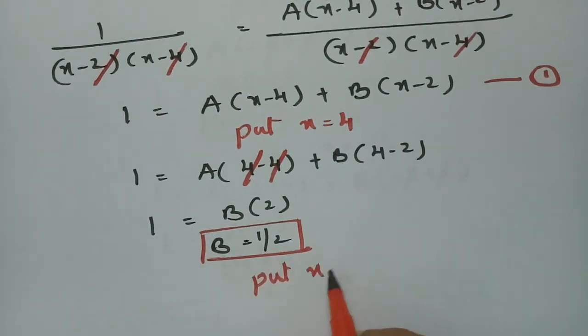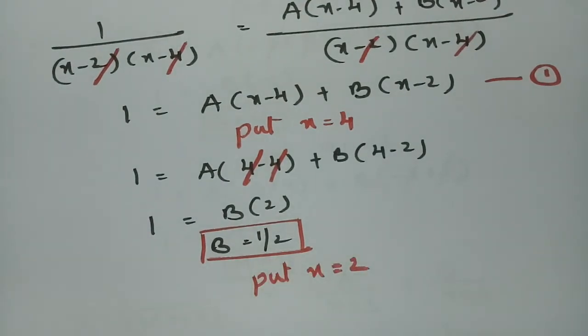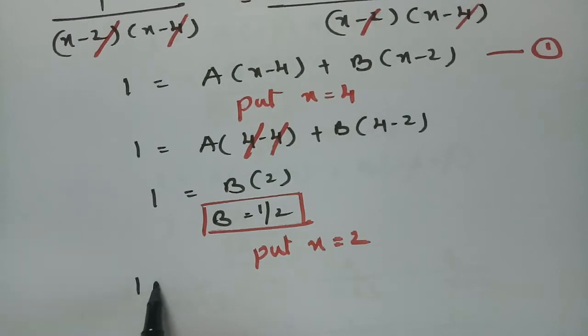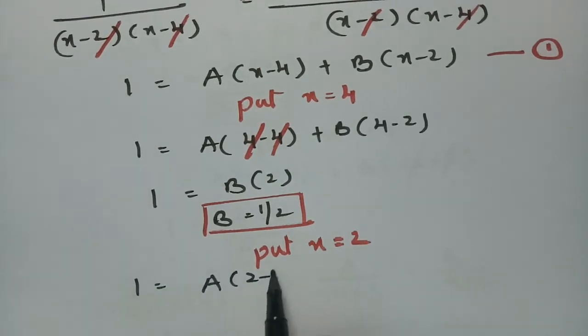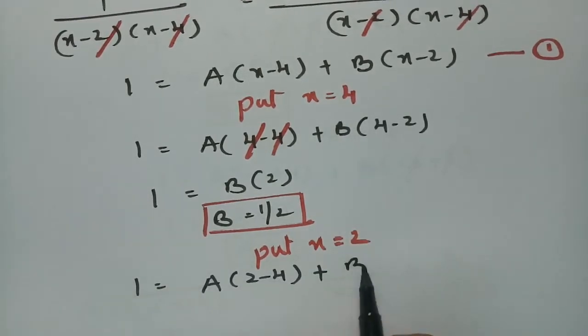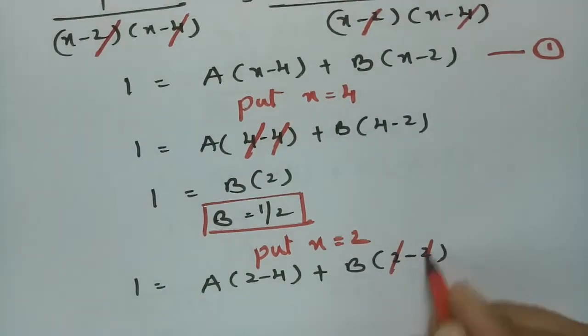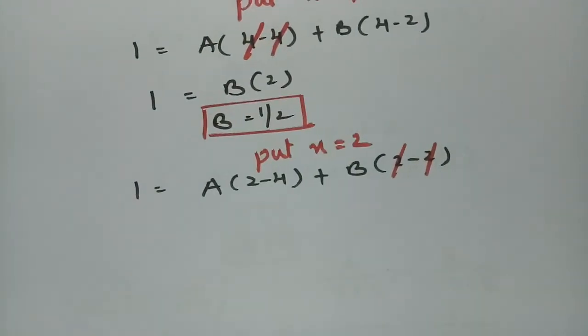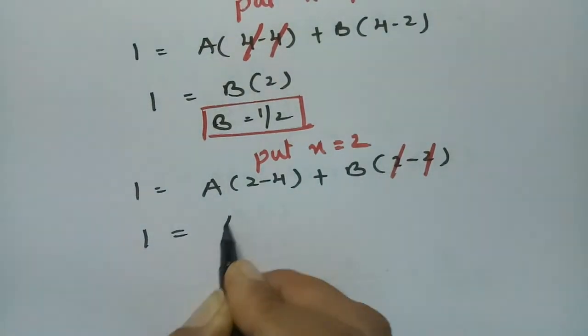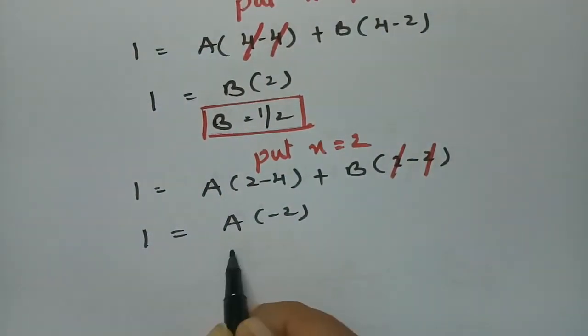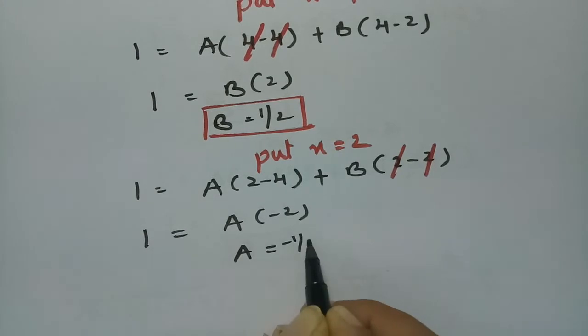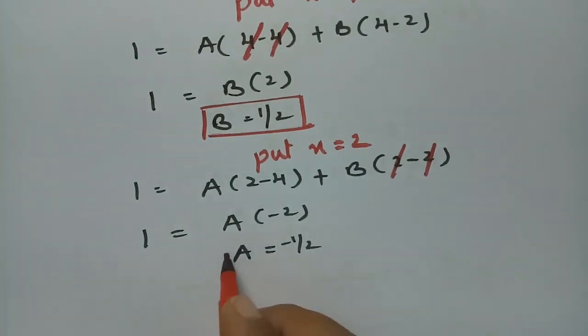So now put x is equal to 2. If I put x is equal to 2 in equation 1, this is a into 2 minus 4 plus b into 2 minus 2. This is plus 2 and minus 2. So the value here is 1 is equal to a into minus 2. Therefore a value is minus 1 by 2.